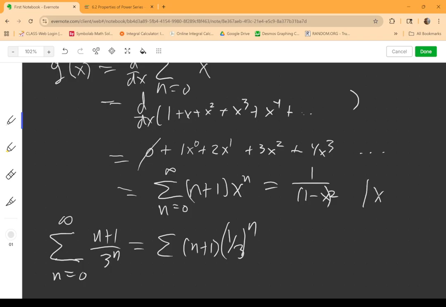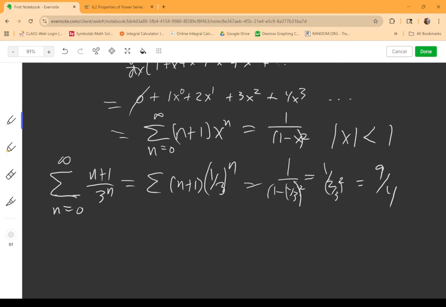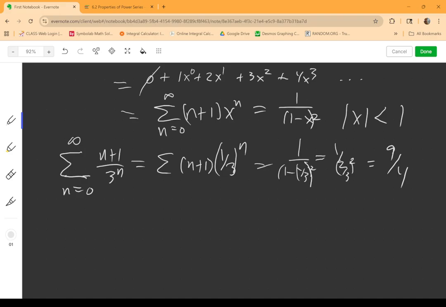And again, the interval of convergence is this. So here I can just plug that in. We get 1 over 1 minus 1/3, the whole thing squared, which is 1 over 2/3 squared, which is 9 over 4. So these are helpful when we can identify what function it represents, to actually come up with a sum for the infinite series. All right, so now let's take a look at integrating.